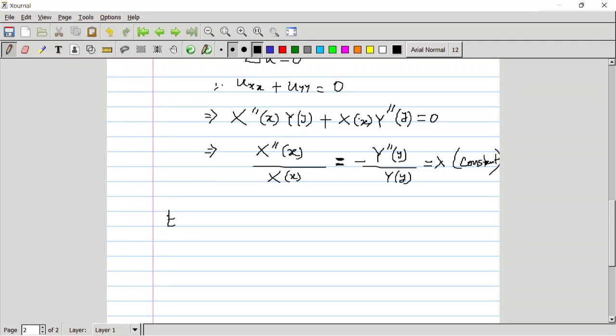Yes, sir. Good, sir. So okay, let me first write down the equation for X, then I will solve the boundary condition question. I will show you the question again. So the ODE for capital X, what is this?